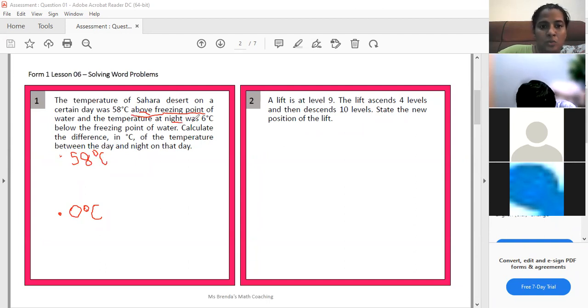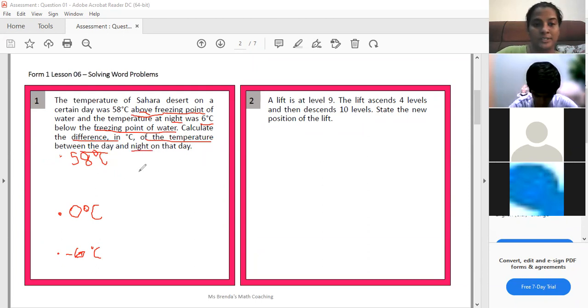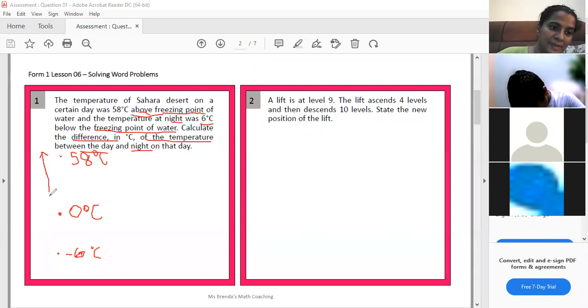And the temperature at night was 6 degrees Celsius below freezing point of water. So in other words, here you are going to go to -6 because it's below. So it's -6 degrees Celsius. Calculate the difference. The difference of the temperature between day and night on that day. So we want to find the difference, from the maximum value to the minimum value here.